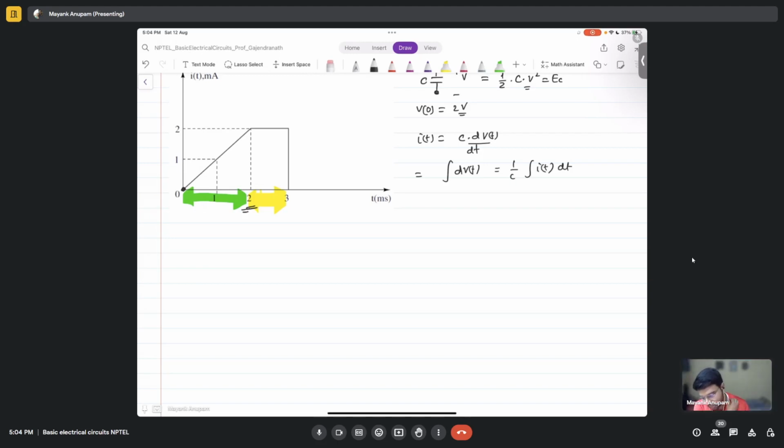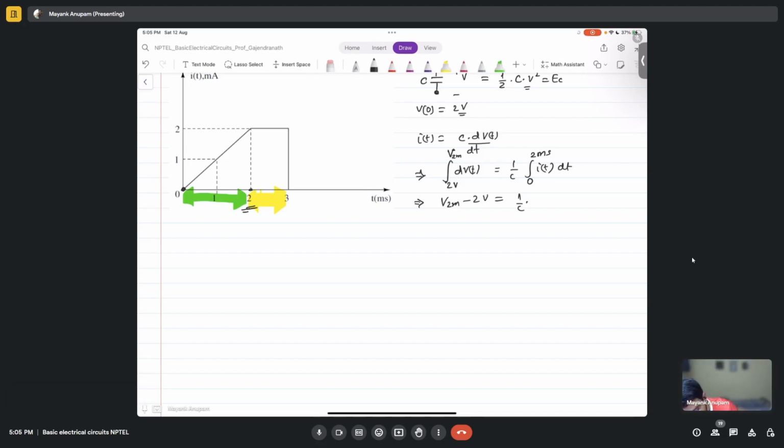Now you have to apply the limits. So time t is equal to 0 to 2 milliseconds. And at t is equal to 0, what was the voltage across the capacitor? 2 volts. And this I don't know, so let's call it V2 milli. So V2 milli minus 2 volts will be 1 by C multiplied by the integral of I of t. What is I of t here?